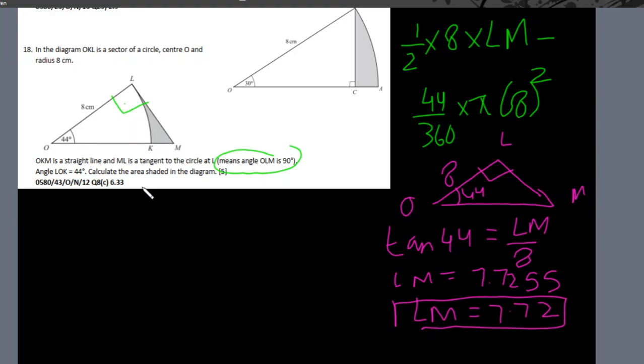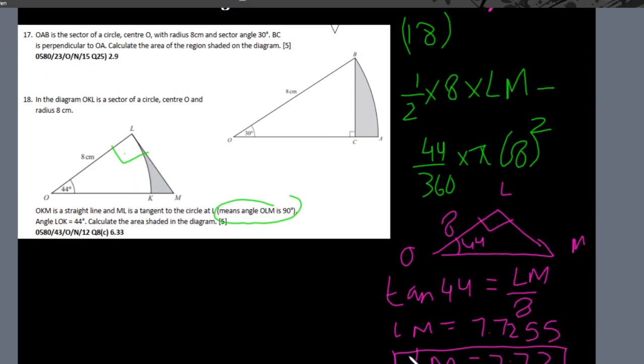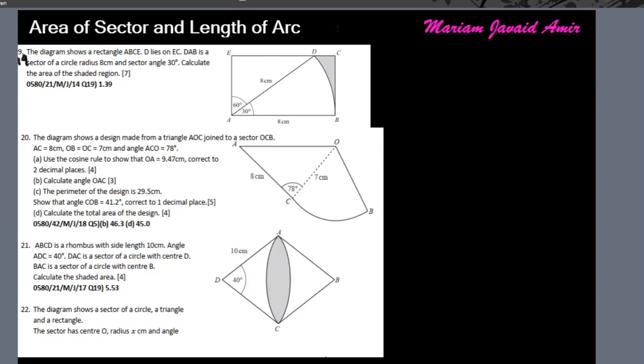Okay. Next you have to calculate the area of the shaded diagram. So simply substitute the value of LM here and you should get this answer, 6.33. Okay, question number 19, which is calculate the area of the shaded region.